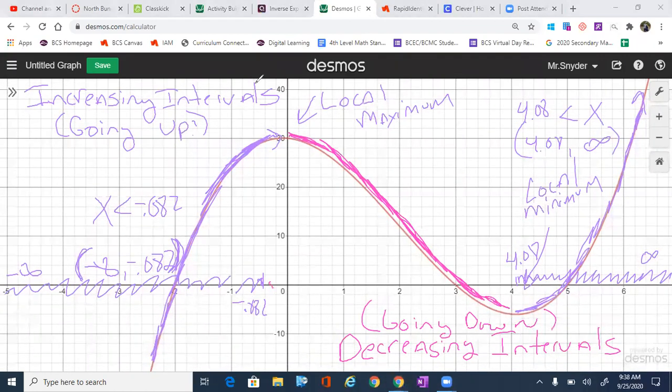Those are our decreasing intervals, or in this case, we only have one decreasing interval, and that is between negative 0.082 and 4.08. And we can go ahead and say we have the inequality statement, or we can put it in interval notation, negative 0.082, comma, 4.08. And those are increasing and decreasing intervals.